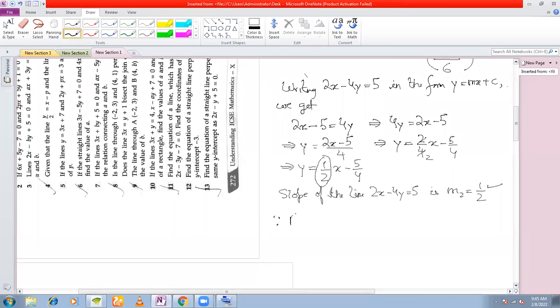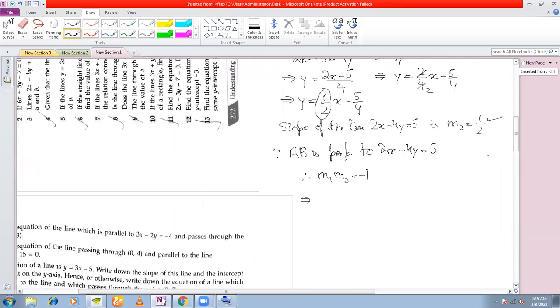So since AB is perpendicular to 2x minus 4y is equal to 5, therefore m1 m2 must be equal to minus 1. Now put the values. m1 here is b minus 3 by 6. m2 here is half, must be equal to minus 1. So just multiply this, you get b minus 3 into 1 as b minus 3, and 6 into 2 will give you 12 is equal to minus 1.